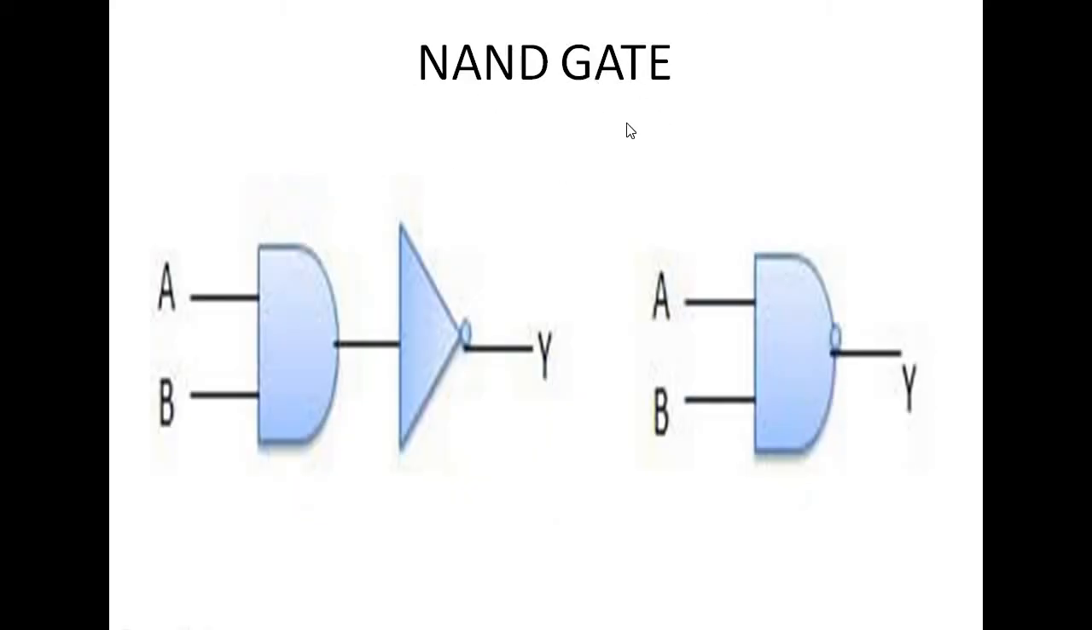Next gate is the NAND gate. This NAND gate is the combination of two gates, that is NOT and AND. See the graphical symbol. This is the graphical symbol of AND gate, and this is the graphical symbol of NOT gate. If I combine these two gates, this is the graphical symbol of NAND gate. So NAND gate is nothing but NOT plus AND.